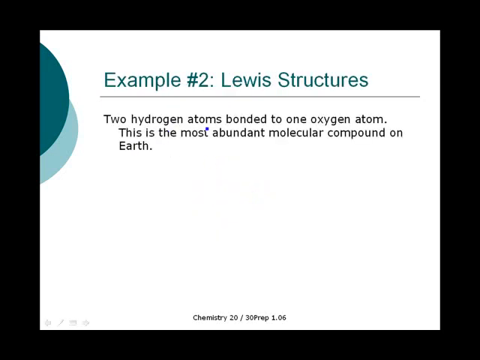So here, 2 hydrogen atoms bonded to 1 oxygen atom, the most abundant molecule on Earth. So we have 2 hydrogens bonded to an oxygen, so I'll draw the oxygen first. It's going to have 8 valence electrons. And the hydrogens, and we can put them on any of the 2 sides. Hydrogens only need 2 electrons to be in full valence, so that hydrogen is a happy hydrogen. That hydrogen is a happy hydrogen. And of course our oxygen has 8 electrons around it.